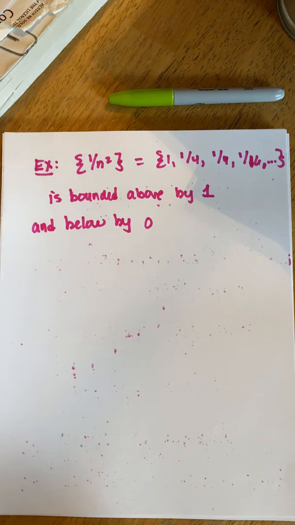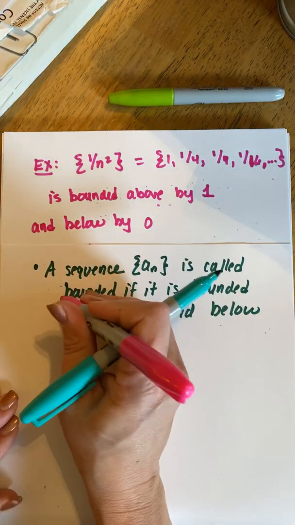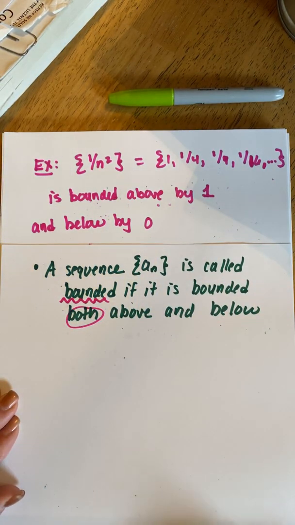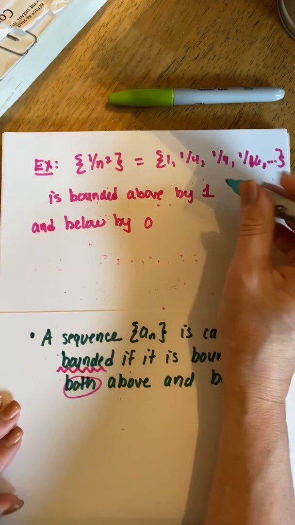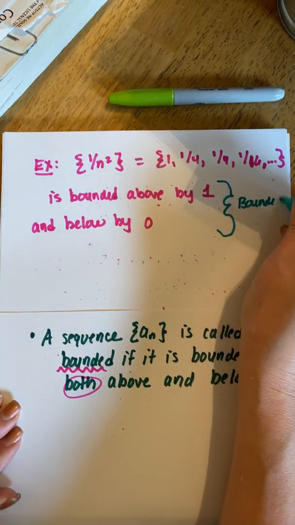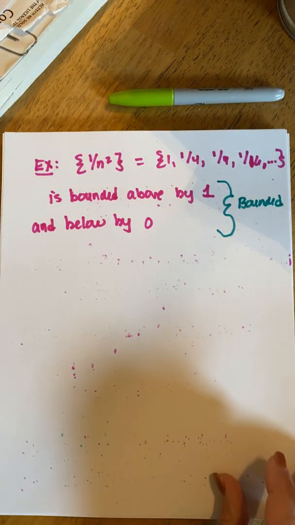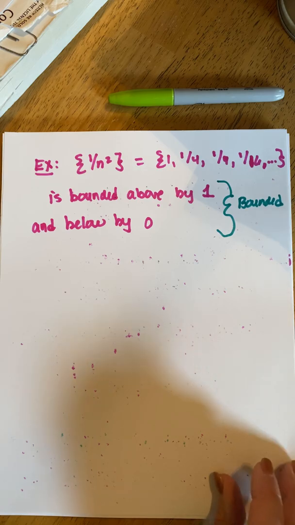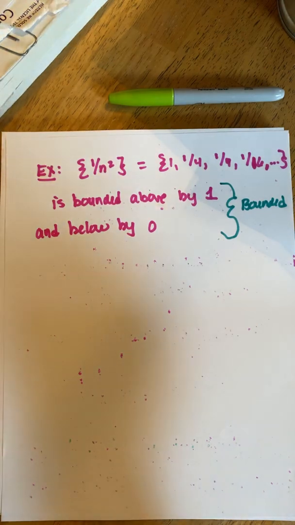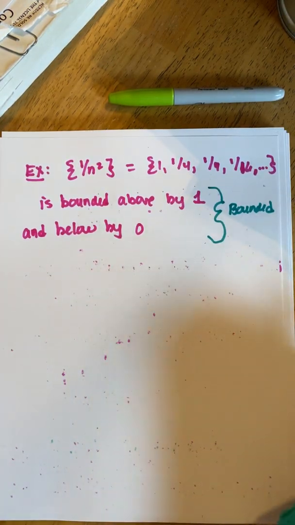So then that leads us to this definition. A sequence is bounded, just bounded, if it's bounded both above and below. So if it's both above and below, we call this bounded. A sequence can be just bounded above, it can be just bounded below, but if it's both bounded above and below, it's called bounded. Can a sequence be neither bounded above or bounded below?